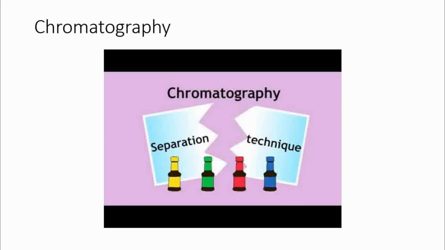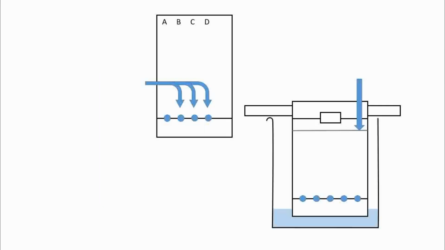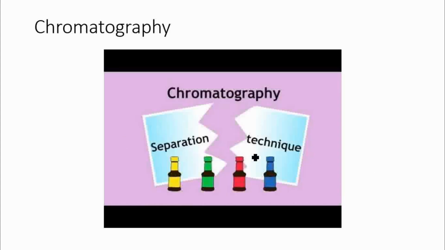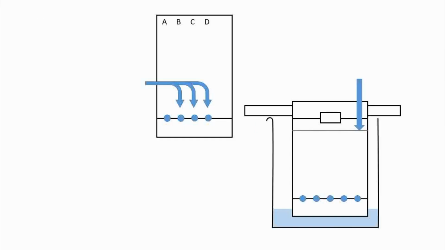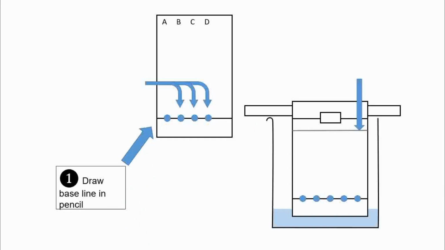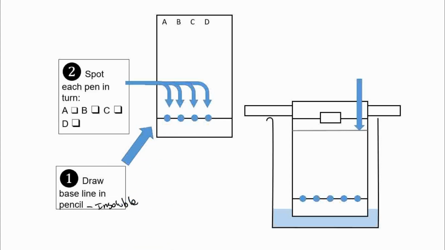Now your final method of separating mixtures is chromatography. Chromatography is used to separate inks and dyes. It's a separating technique which is used to separate inks and dyes. Now we're going to go through the steps. In the first step, you draw the line with pencil, not pen, because pencil is insoluble. If you use a pen, it is going to smudge on that paper. Then your second step is that you're going to put your spots on the paper, and then you label your different spots. So now you have A, B, C, and D. All of this needs to be done with pencil.